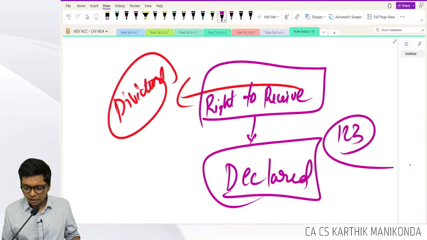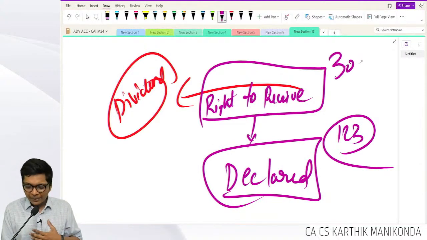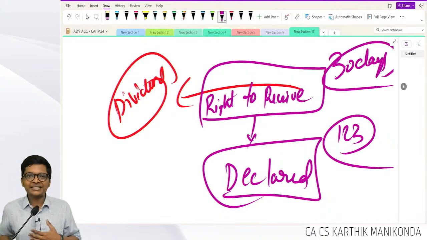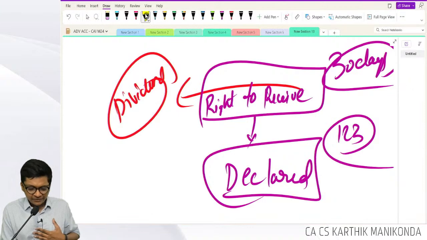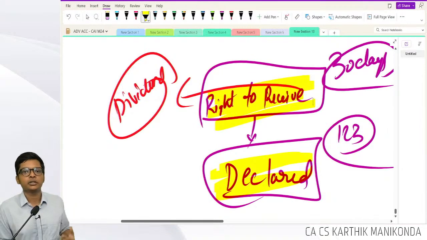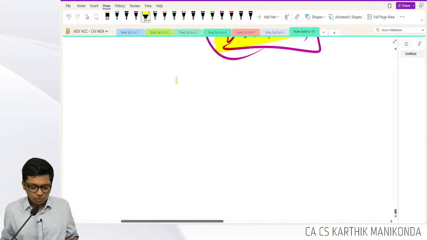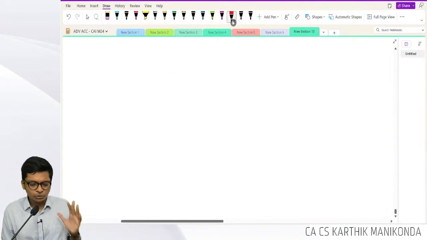Because in Section 123 of the Companies Act you have studied, once dividend is declared, it has to be paid within 30 days. Has to be paid within what, guys? 30 days. So once dividend is declared, once right to receive is established, you will account for it. I am hoping this is clear. Understood, guys? Okay, super. Next, go to next one, guys.